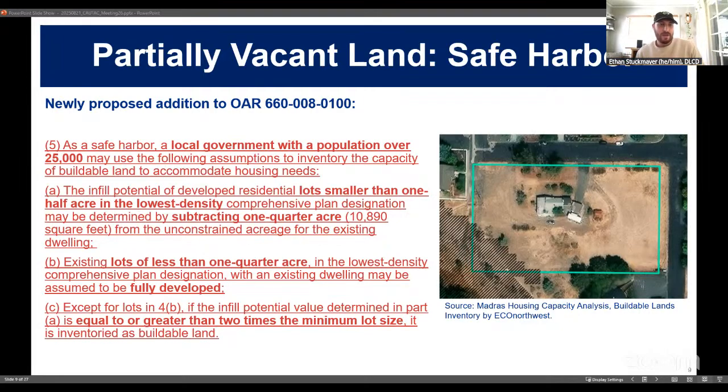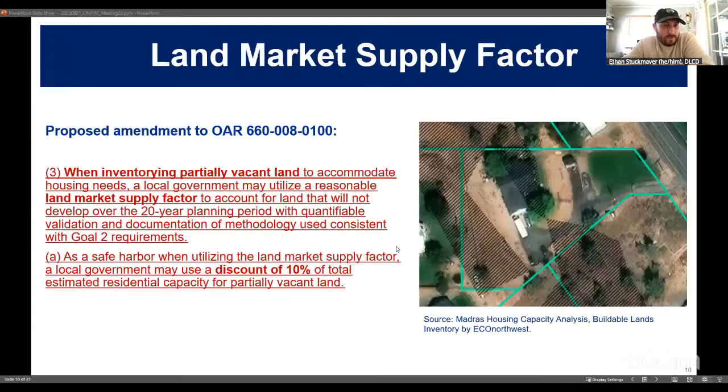If I could add to that, I think under current rules the assumption is that those partially vacant lots will build out, which is why they're counted as part of the buildable lands inventory and why their capacity is considered the way it is under current administrative rules. This safe harbor says, in recognition that because of the underlying economics of redevelopment, there are likely not going to be all of those partially vacant lots developed over the course of the planning horizon, cities can take a discount, this land market supply factor discount, of that capacity in recognition of that economic reality.